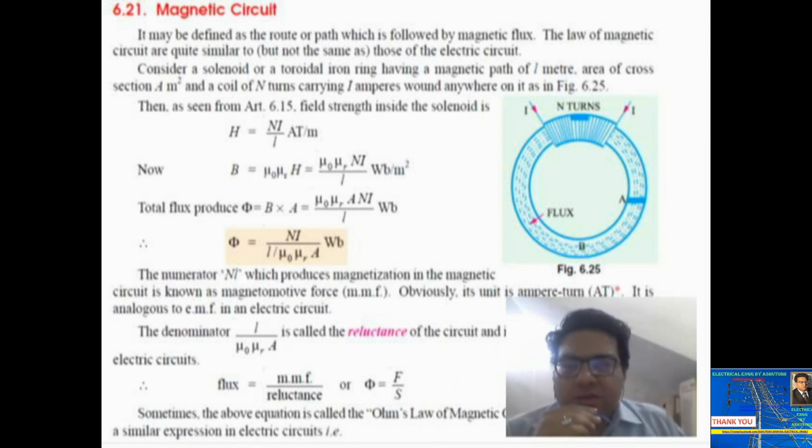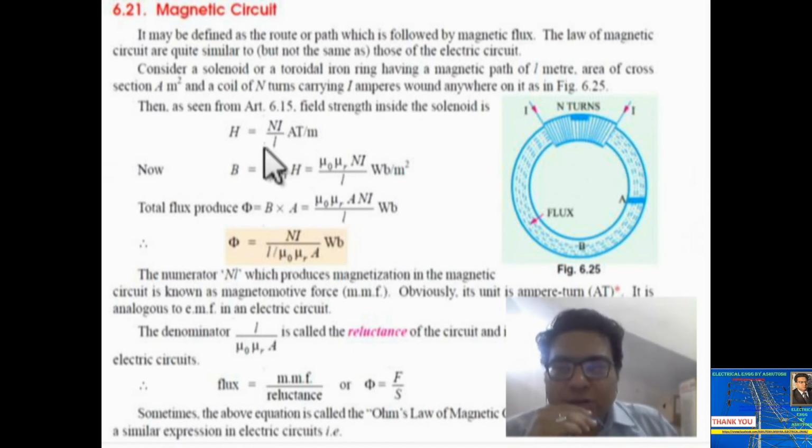And guys, here you can see the example of a magnetic circuit. This is the circular iron core shown over here, and windings are wound on this circular ring. N is the number of turns of the winding, and I is the current circulated in this winding. So you already know, guys.